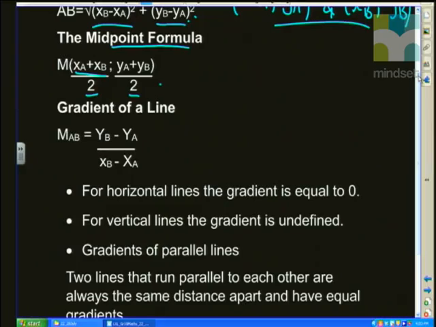All right. Gradients of a line. To find the gradient of a line between 2 points, your gradient is the y coordinate at point B minus the y coordinate at point A divided by the x coordinate at point B minus the x coordinate at point A. So that's your gradient formula.